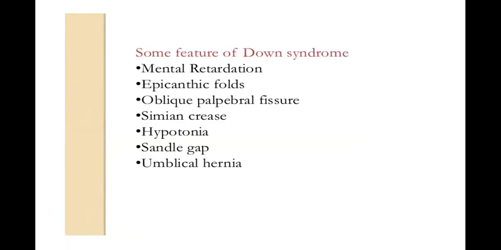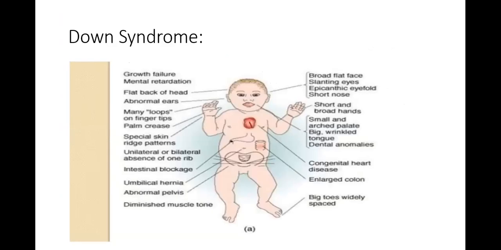Some features of Down syndrome are mental retardation, epicanthic fold, oblique palpebral fissure, Simian crease, hypotonia, sandal gap, and umbilical hernia. So these are the features of Down syndrome. Mental retardation is the most important one of these.